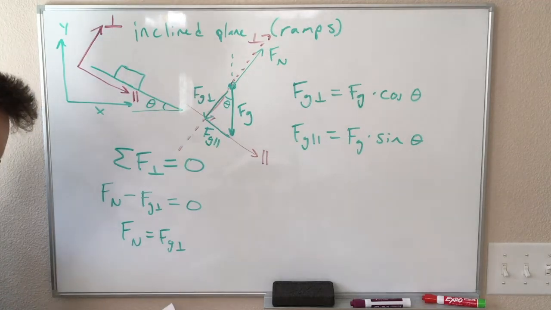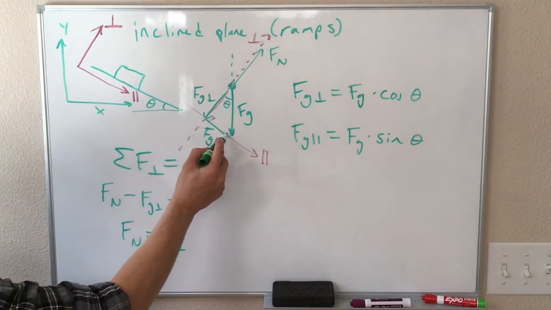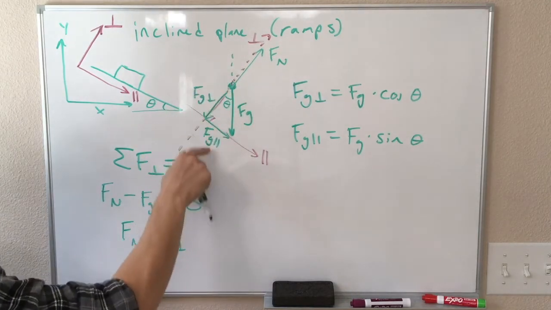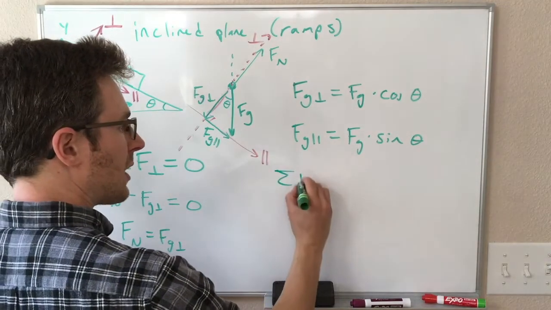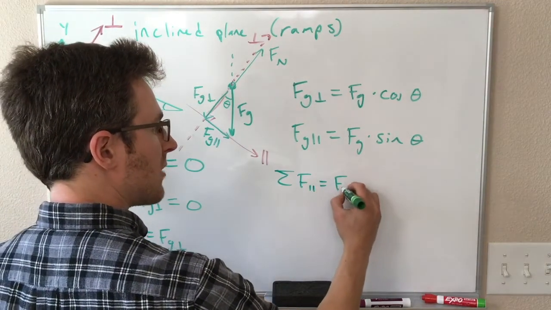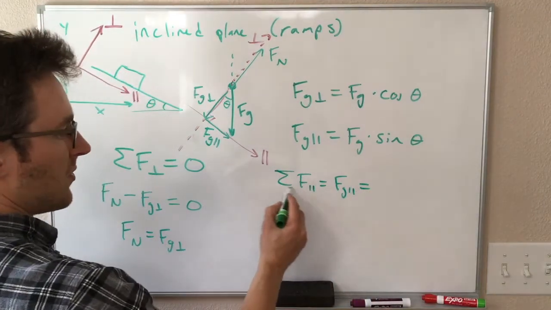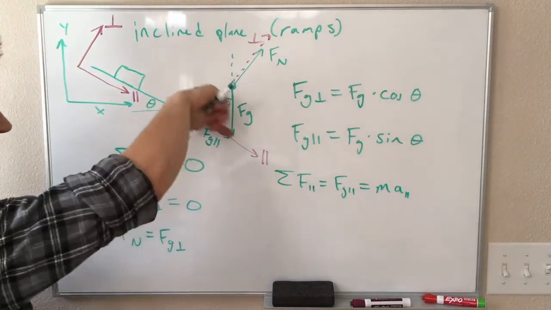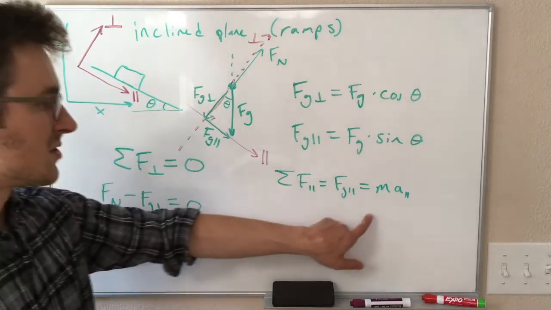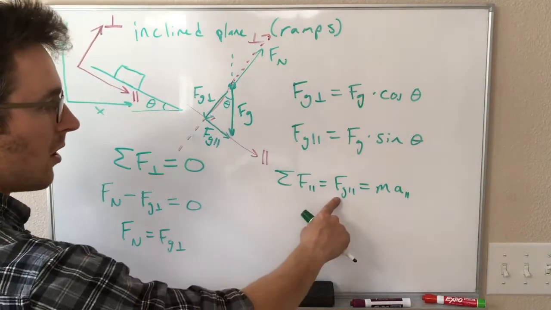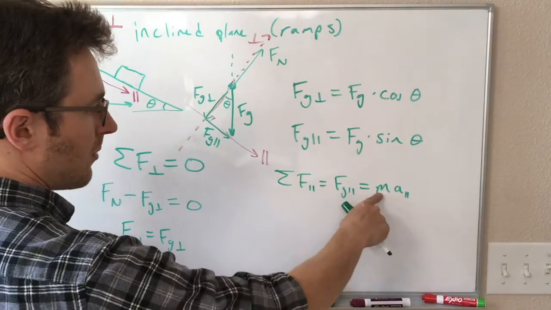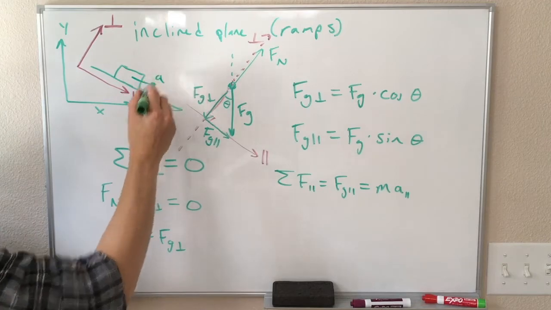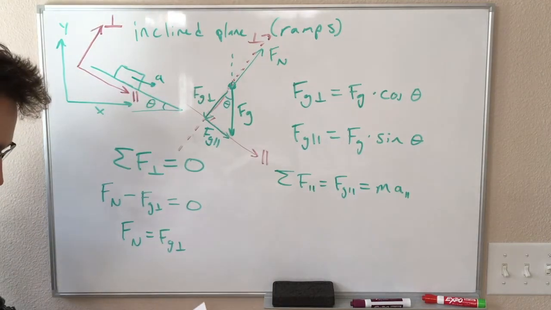In the parallel direction, in this case, there is only one force, right? The normal force is all in the perpendicular direction, so the only force in the parallel is FG parallel. So if we sum up all the parallel forces, we get just FG parallel, and the sum of the forces is equal to MA, so this is MA parallel, the acceleration in the parallel direction. So this gives us the acceleration, right? We know what FG parallel is. So if we knew the mass, we could solve for the acceleration and find out how fast the block is accelerating down the ramp.